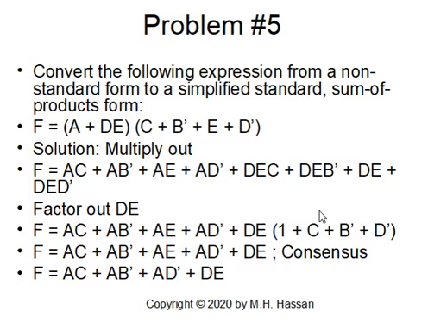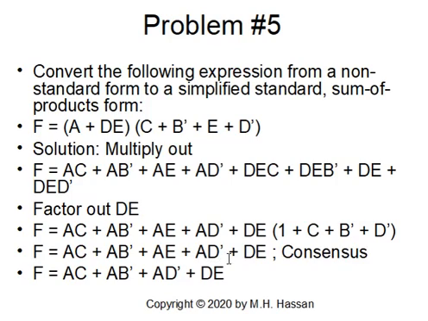Problem number 5: we would like to convert the following expression from a non-standard form to a simplified standard sum of products form. We have A + DE, C + D', or E + D'. We multiply out, we factor DE. When we factor DE, we'll get 1 plus C plus B' plus D'. Since we have 1, this is all replaced with 1, because 1 or any variable, or sum of variables, will be equal to 1. So this will be DE. We have a possibility for the consensus theorem because I have D and D prime.